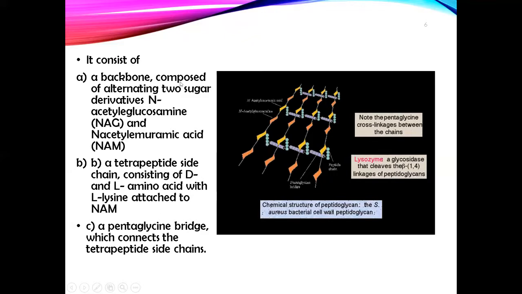So the backbone is composed of two sugar derivatives, that is N-acetyl glucosamine and N-acetyl muramic acid. Then a tetrapeptide side chain which is attached to N-acetyl muramic acid, and these two tetrapeptide side chains are connected by a pentaglycine bridge. So this entire structure is known as the peptidoglycan.